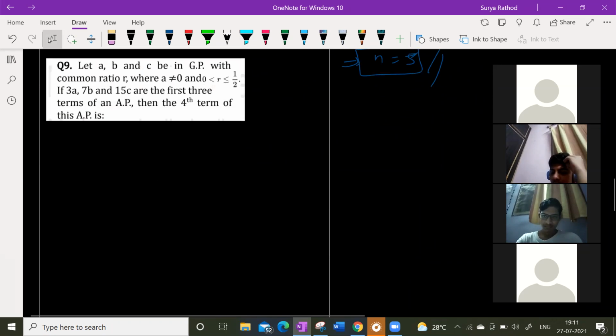So let A, B, C be in GP with common ratio R, where A is not equal to 0 and R lies between 0 and 1 by 2. If 3A, 7B, 15C are the first three terms of an AP, then the fourth term of the AP is what? Let me give the options here.